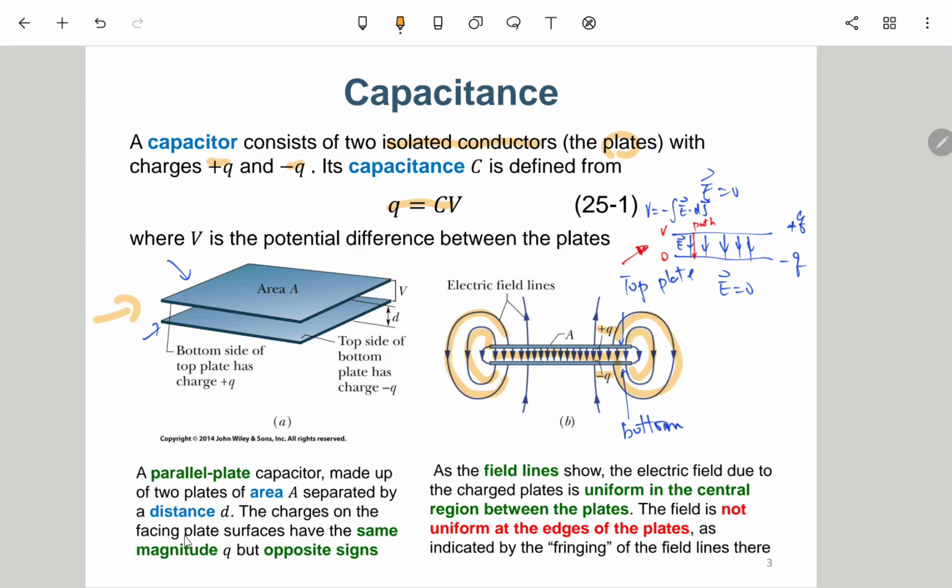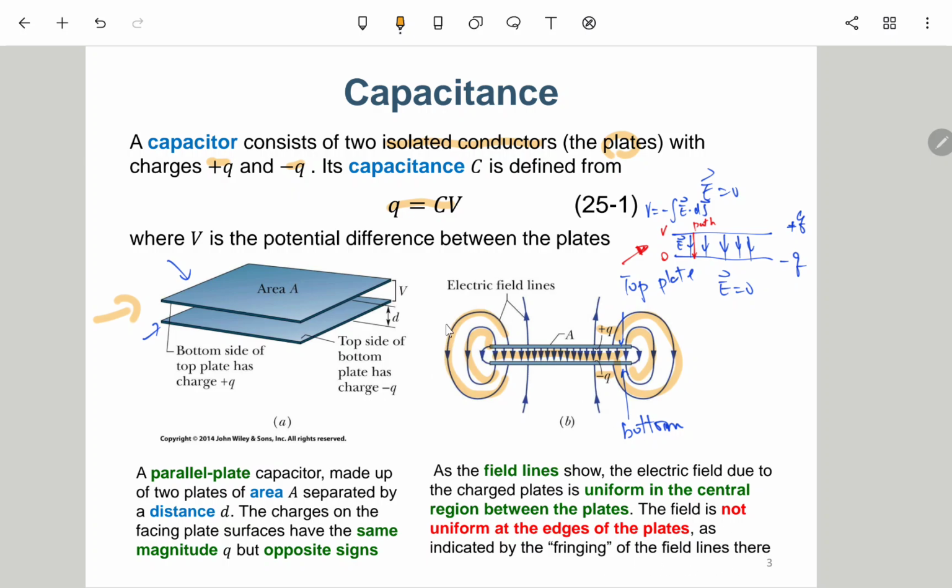So the charges on the facing plate surfaces have the same magnitude q but opposite sign. Okay, just as what I mentioned. Here it says, as the field lines show, the electric field due to the charged plate is uniform in the central region between the plates, although it is not that uniform, but we'll try to make this assumption. The field is not uniform at the edge of the plate, as indicated by the fringing of the field lines there.